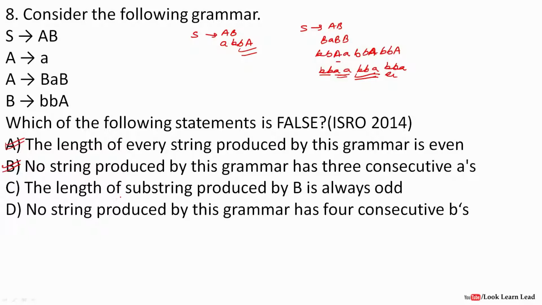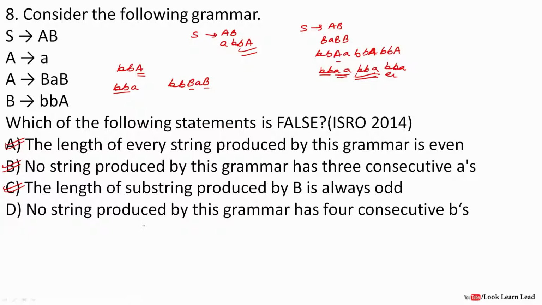The length of the substring produced by B is always odd. Let's see if we have BBA. So this A can be substituted by BB small a or BB capital B AB. So it would always be odd only, because here also it is 3, here also it would always be odd only. So C is also true.